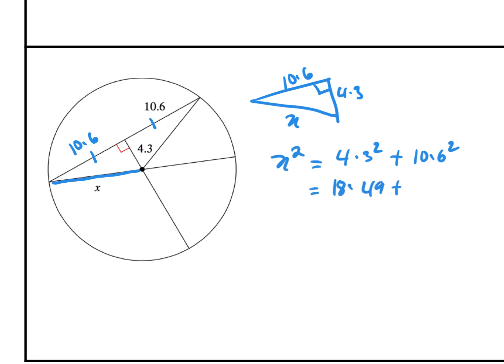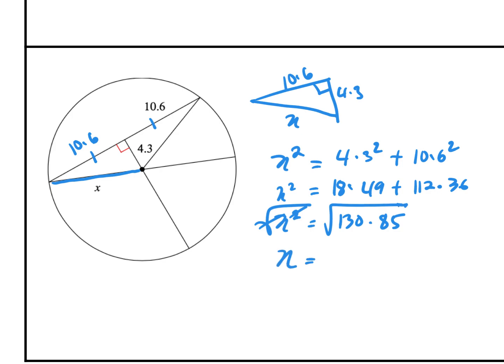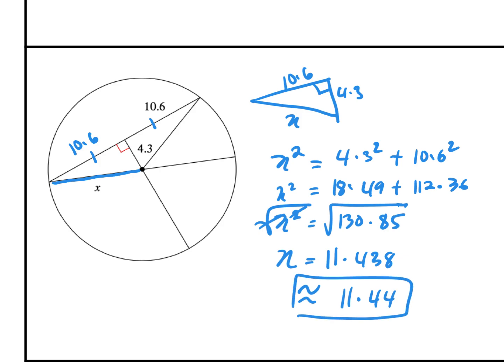Okay, so 4.3 squared is going to give you 18.49, plus 10.6 squared is going to give you 112.36. You add them together, so it's going to give you a total of 130.85. Now let's take the square root of both sides. So x now is going to be the square root of 130.85, which is around 11.438. Now I'm going to just approximate that. That's going to give you around 11.44. Okay, so that is the answer to this. This is 11.44.